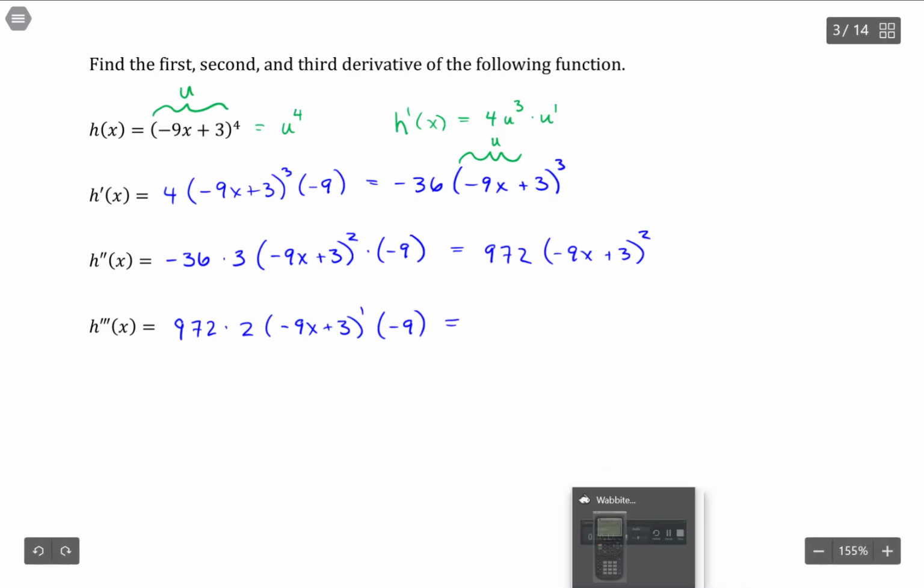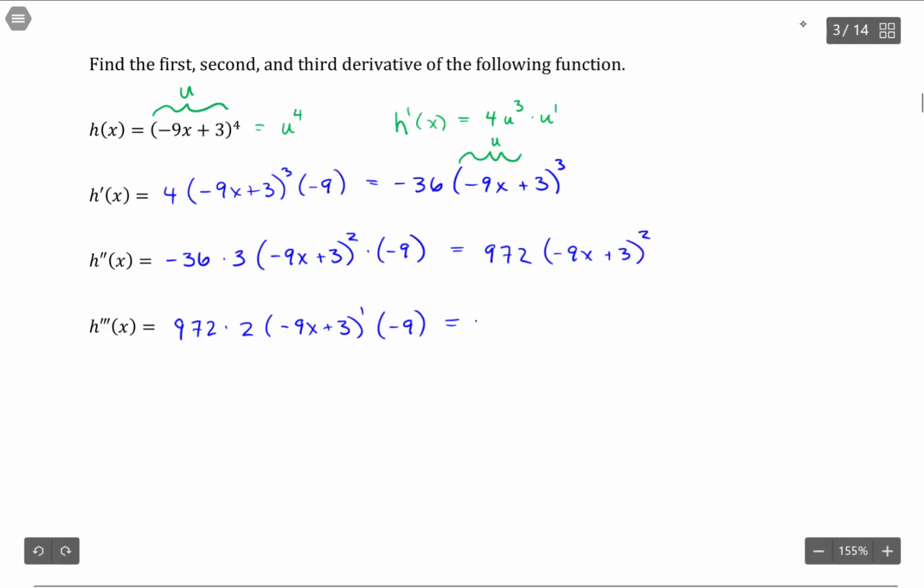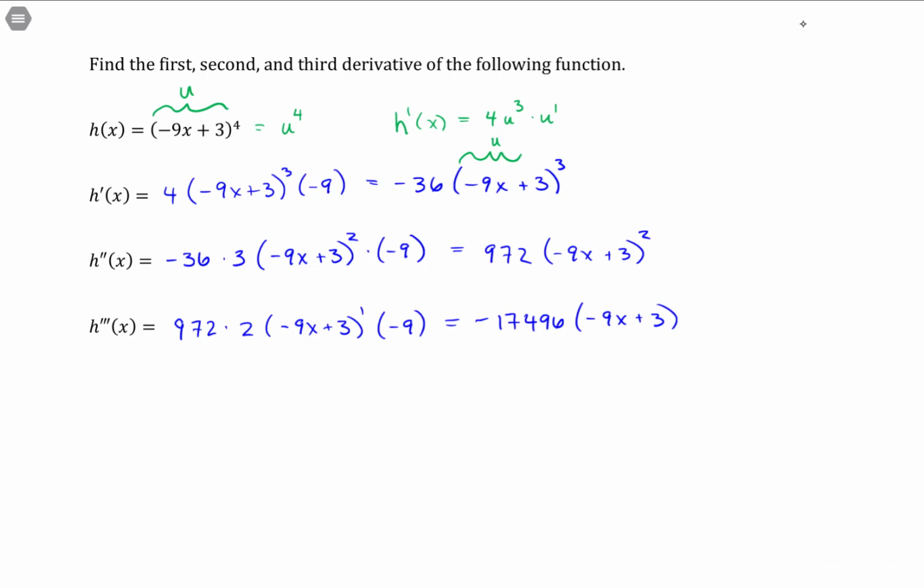And let's go ahead and simplify since it's just multiplied coefficients. 972 times 2 times negative 9. And it's a pretty large coefficient, but that can happen when you have numbers multiplied repeatedly here. 17,496 negative 9x plus 3, and then this is to the first power. This is a perfectly fine answer.